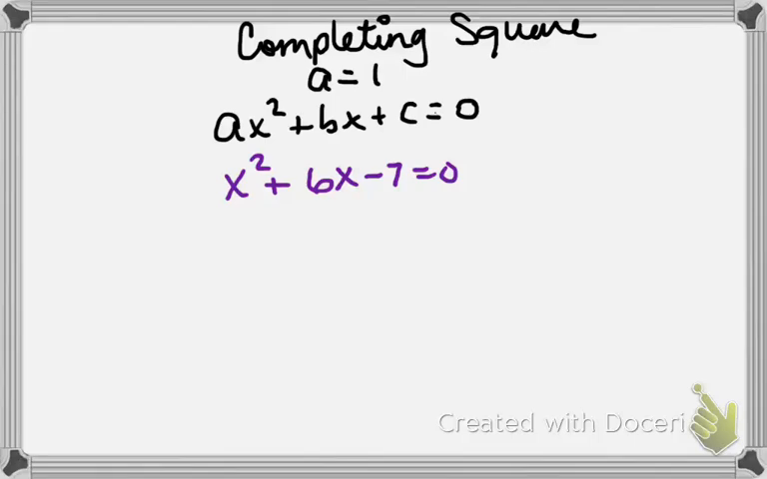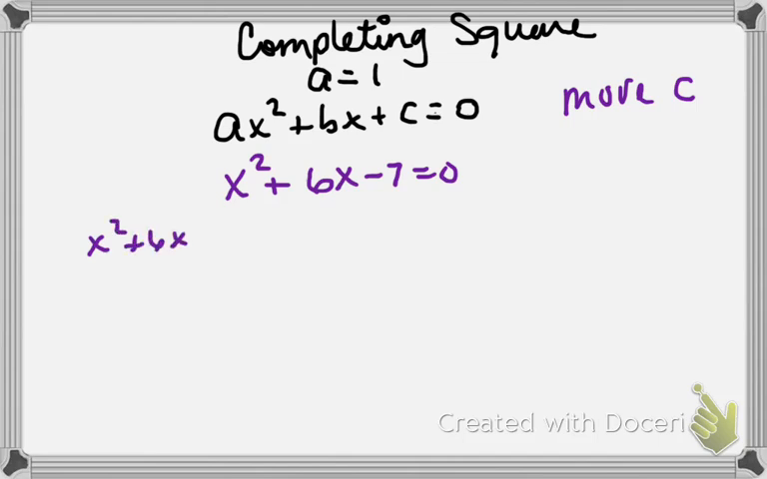Alright, I'm going to do the completing the square method on this, for when a equals 1. The first thing we need to make sure we do is move c over. We're going to move c to the other side. So actually I'm going to rewrite it here: x squared plus 6x.